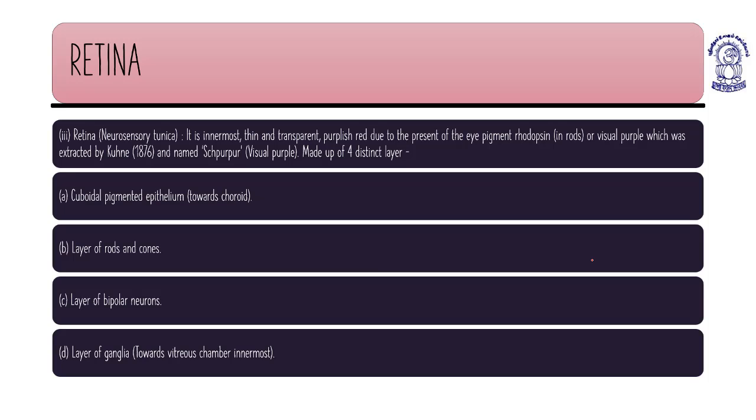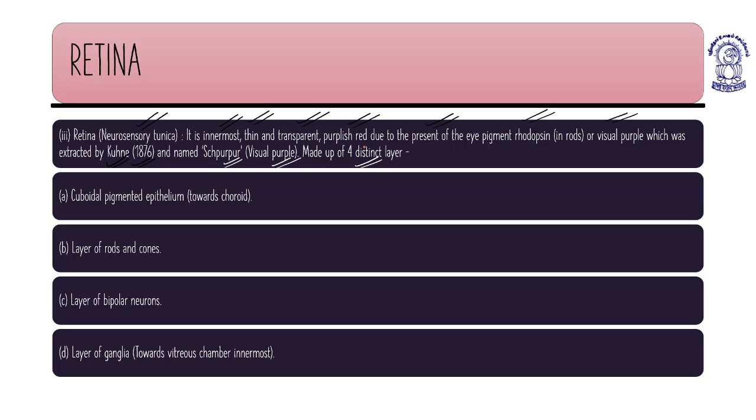Now comes the retina. Retina is a neurosensory part known as tunica nervosa. It is the innermost, thin and transparent layer, purplish red due to the presence of eye pigment rhodopsin in rod cells, also called visual purple, which was extracted by Kuhne in 1876 and named visual purple. It is made up of four distinct layers.